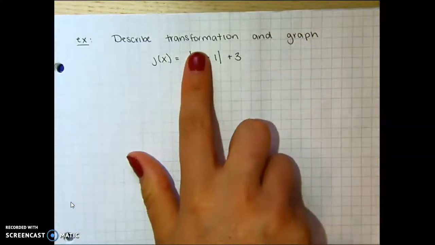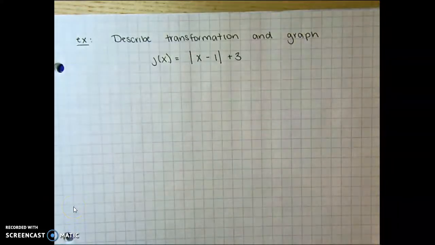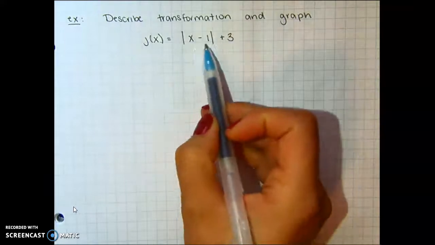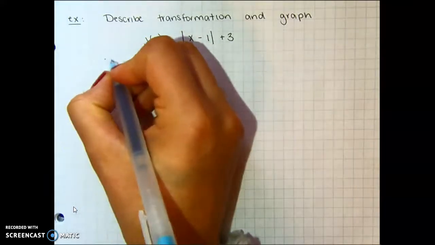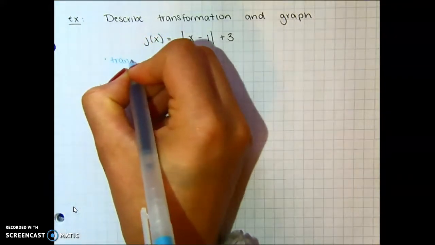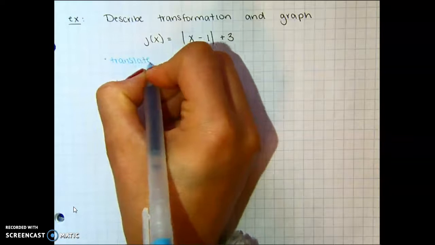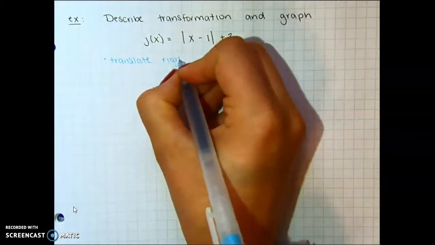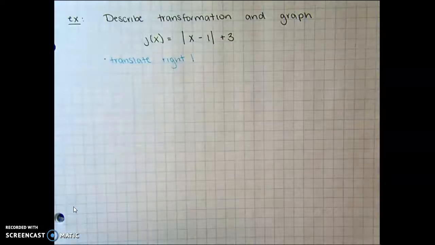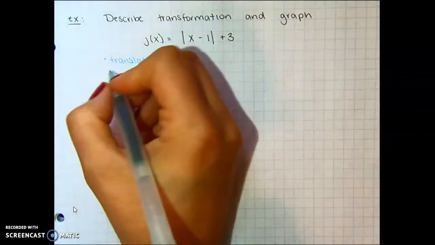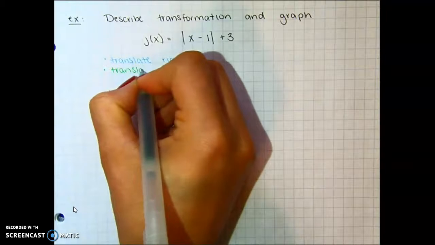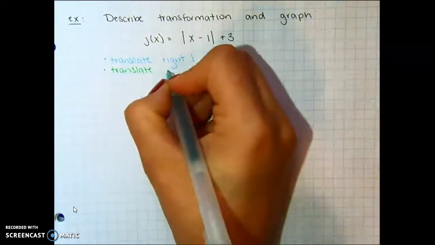So first of all, let's describe the transformations. And I'm just going to keep color coding. So this minus 1 means we're going to translate right 1. And then this plus 3 means we're going to translate up 3.